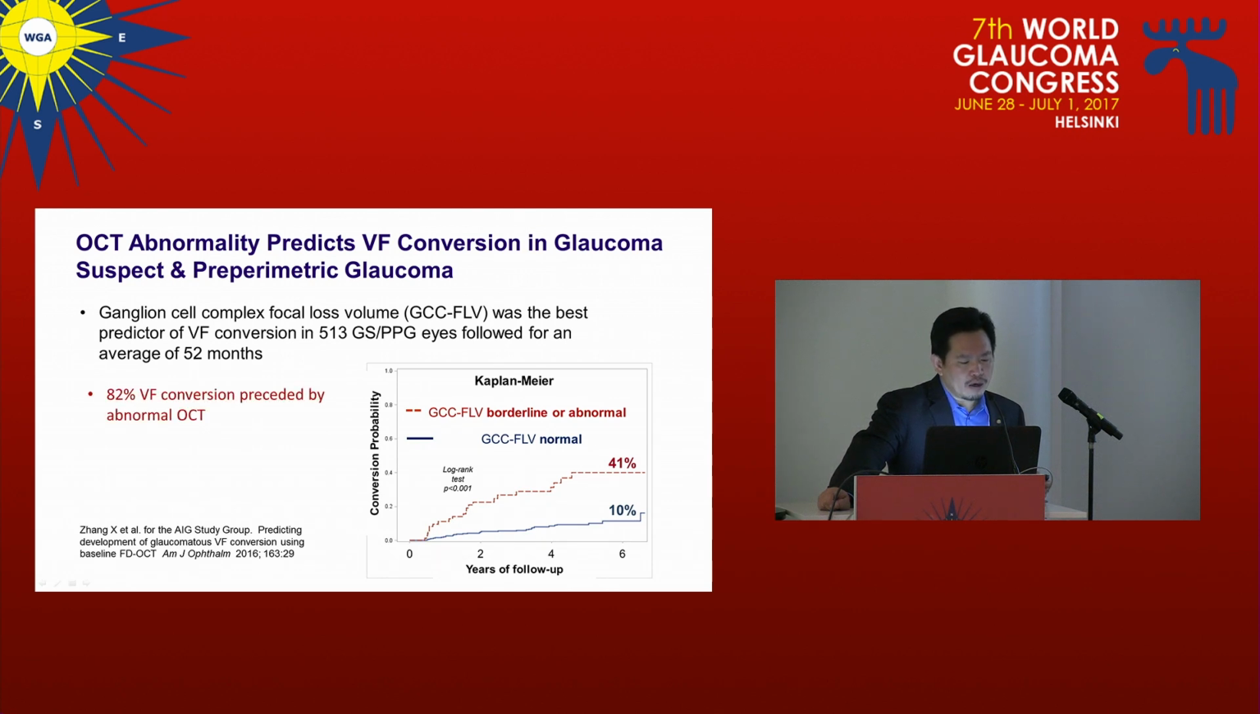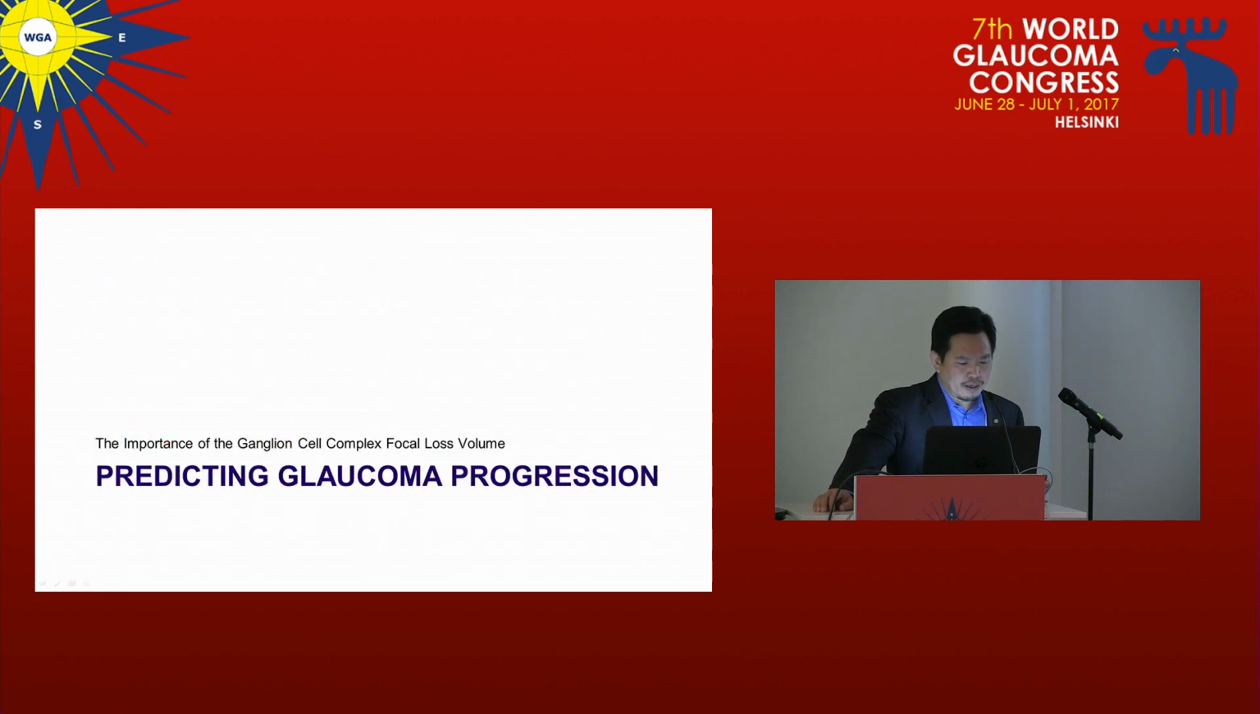We also look at all the OCT parameters in general, and 82% of visual field conversion was preceded by abnormal OCT. So OCT is generally fairly predictive. And there was a 23-month lag between visual field conversion and the initial OCT abnormality that was detected. So by using OCT, you can detect early glaucoma at an earlier time.